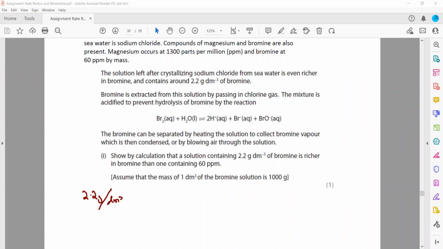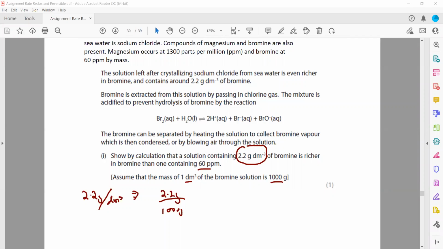And when we work out, because in the question they're asking to show by calculation that a solution containing 2.2 gram per dm cube of bromine is richer in bromine than one containing 60 parts per million, and assume that 1 dm cube of bromine solution is about 1000 gram. So when we work out the amount of bromine, this is 2.2 per dm cube, or as they mentioned, 1 dm cube is 1000 gram. So it is 2.2 gram divided by 1000 gram. So 2.2 divided by 1000.